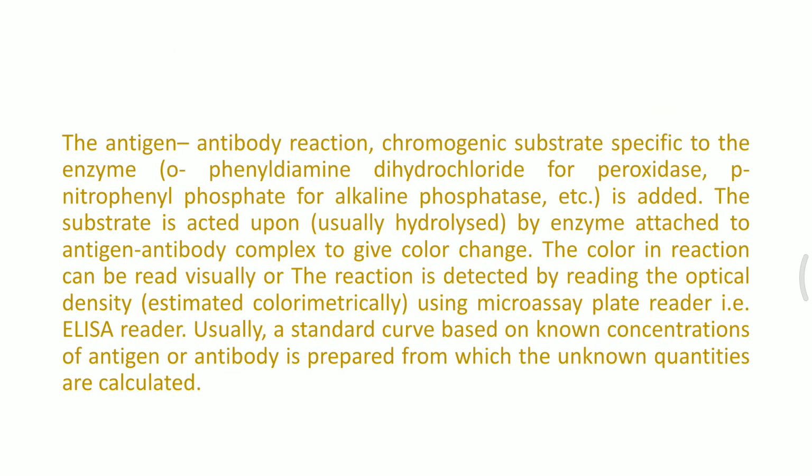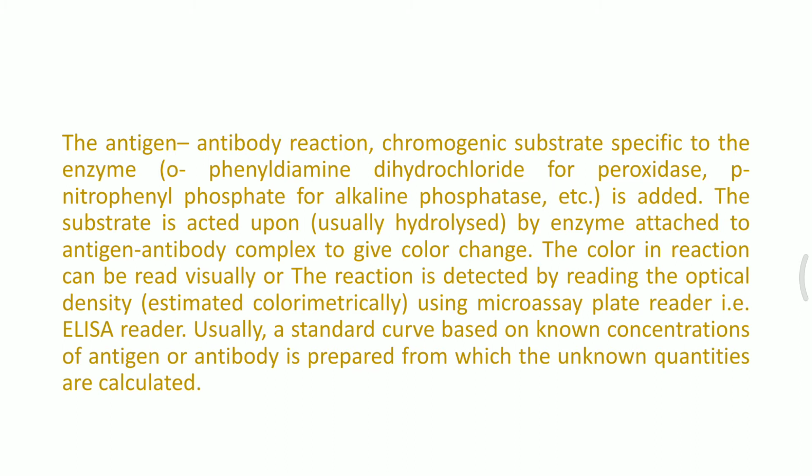After the antigen antibody reaction, a chromogenic substrate specific to the enzyme, O-phenylenediamine dihydrochloride for peroxidase, or para-nitrophenyl phosphate for alkaline phosphatase, is added. Why? Because they are the substances which help in formation or development of the color. The substrate is acted upon, or hydrolyzed, by the enzyme attached to the antigen antibody complex to give a color change.